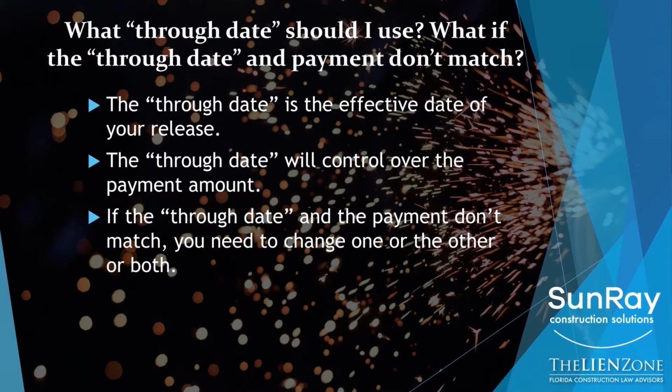So if you only want to pay me 50, I need to now change my through date to match the period of time that $50,000 represents. So if $80,000 gets me to the end of the month and $50,000 gets me to the 22nd of the month based on how I did my work and my billings on the job, then that's what I have to change the through date to. So if the through date and the payment date don't match, then you need to make a change to one or both of them.